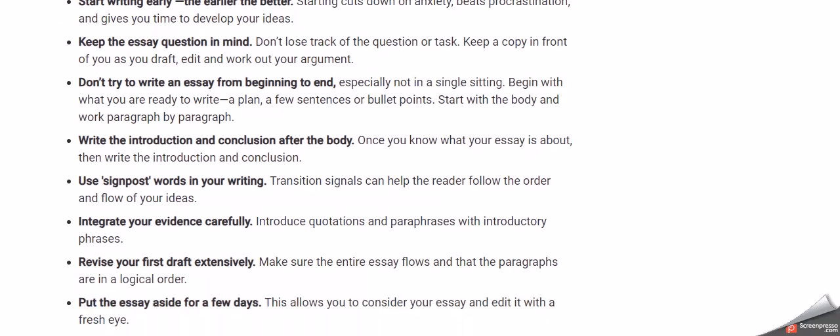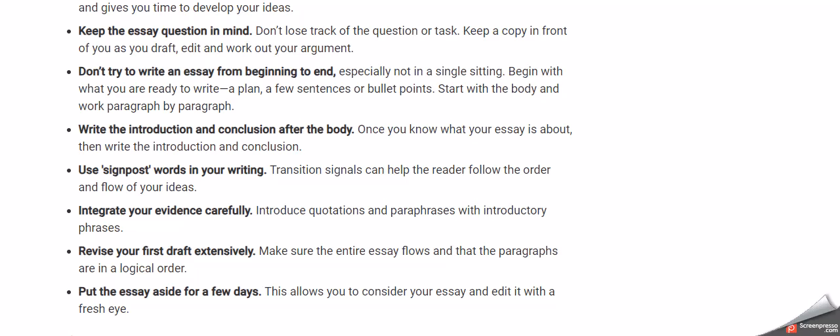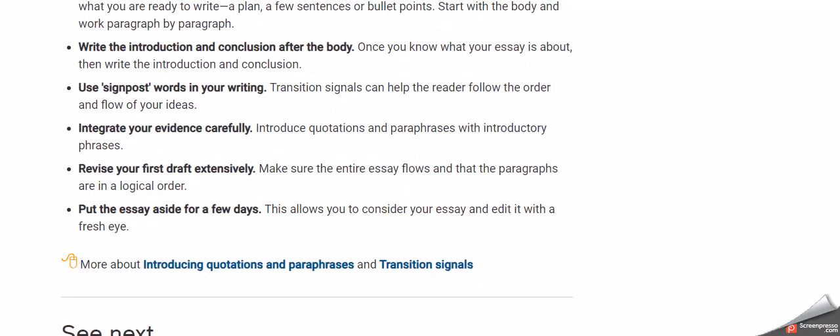Now, integrate your evidence carefully. Introduce quotations and paraphrases with introductory phrases. Revise your first draft extensively. Don't forget revision. Make sure the entire essay flows and that the paragraphs are in a logical order. It should make sense in the end, okay? What you say should be logical, it should be plausible, understood, intelligible, use whatever term you like, but it should be understood by your reader in the end, okay?